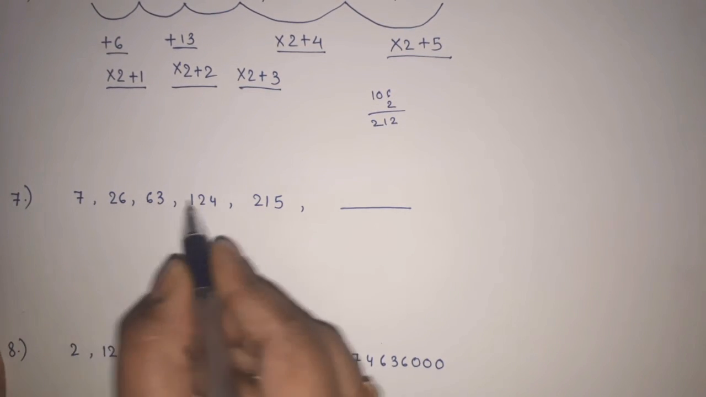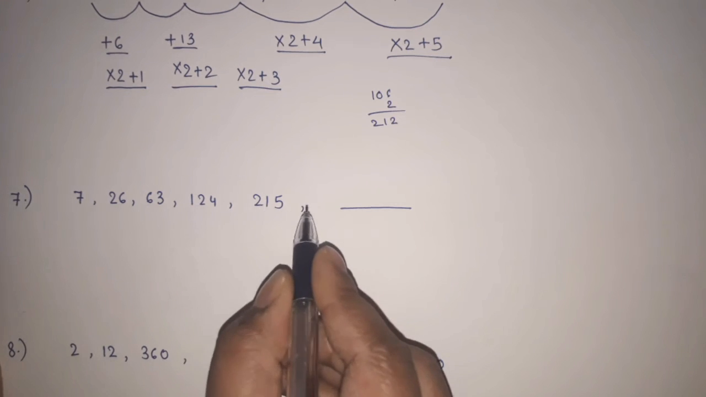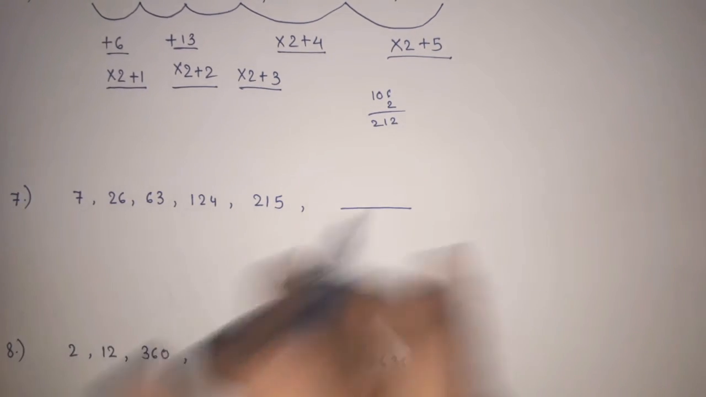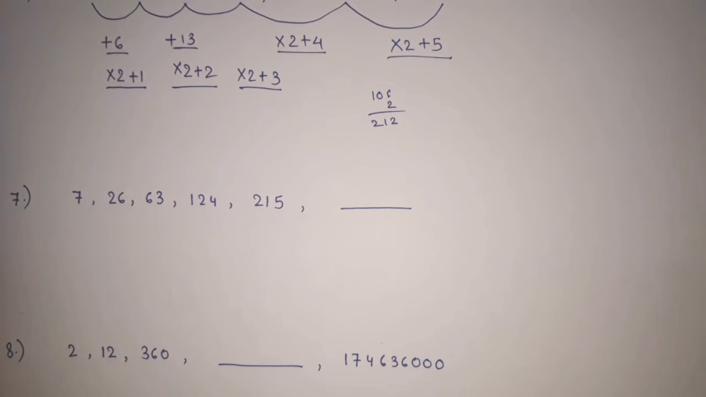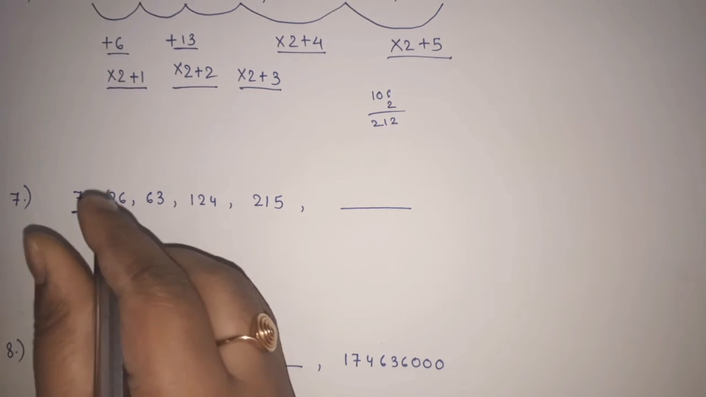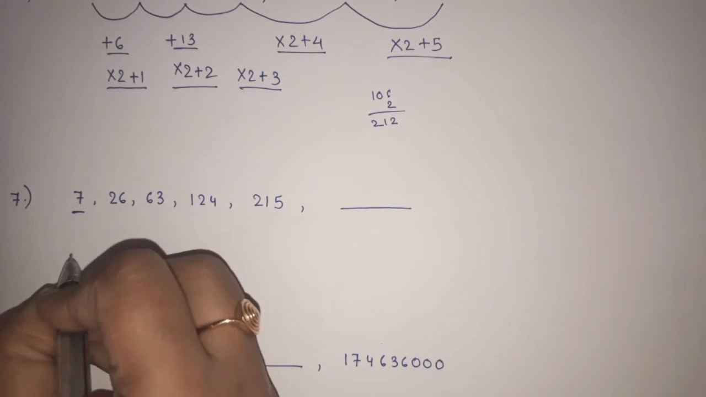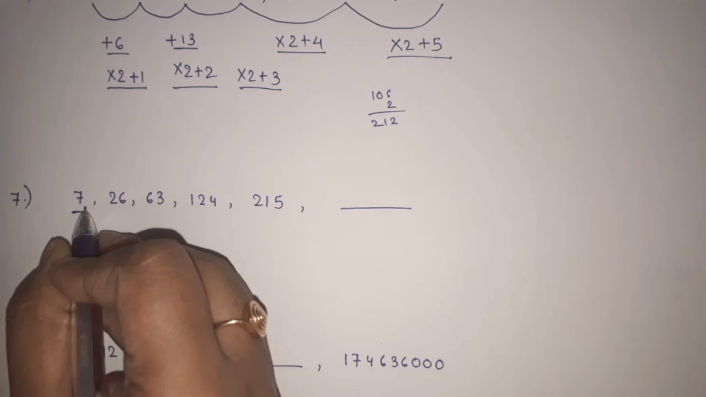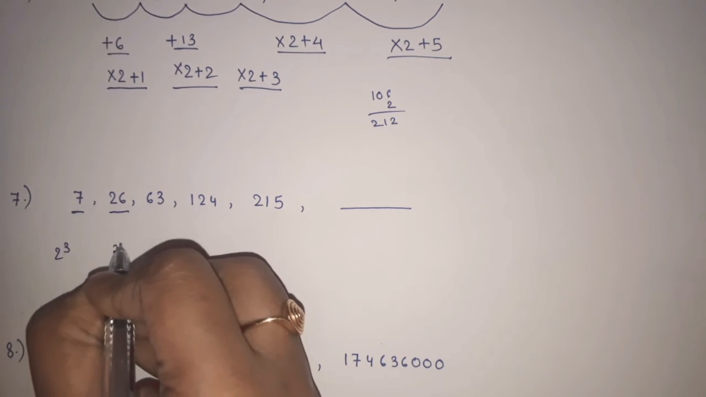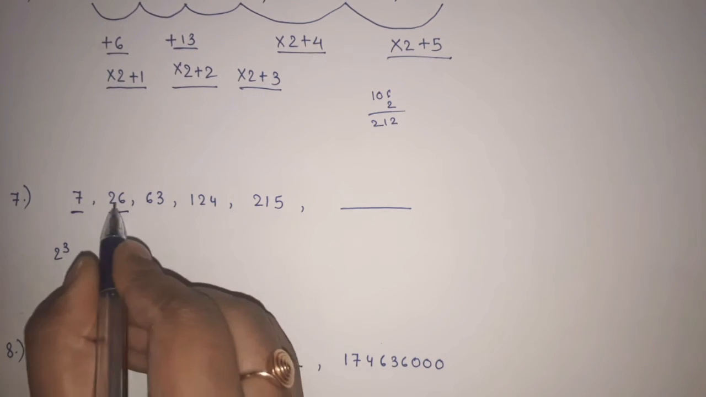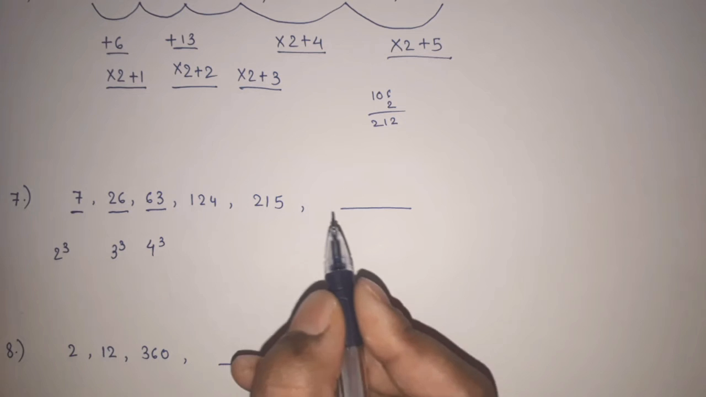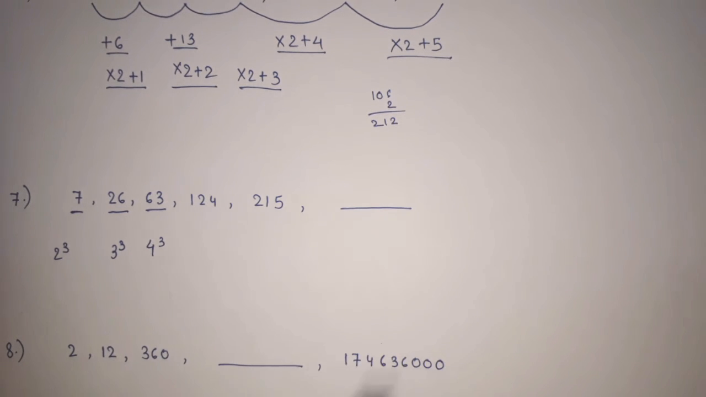7, 26, 63, 124, 215 and dash. So yes, here the numbers are continuously increasing. So what can be the possibility? See this number. We know that 2 cube is 8. But this is 1 less, that is 7. What is 3 cube? 3 cube is 27. This is again 1 less. 4 cube is 64. This is again 1 less. That means yes, we are going in the right direction.